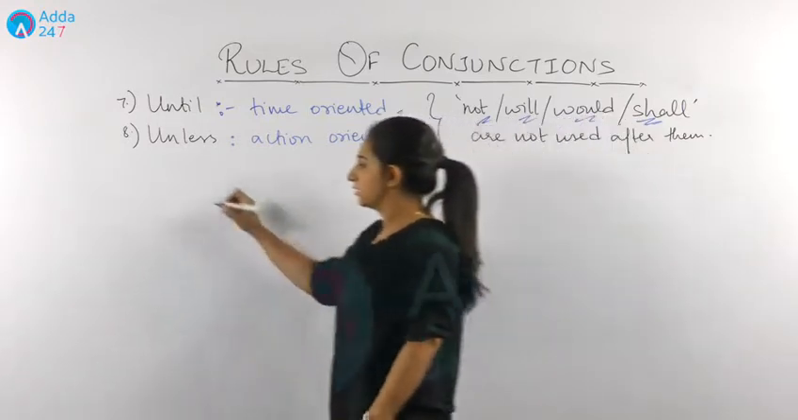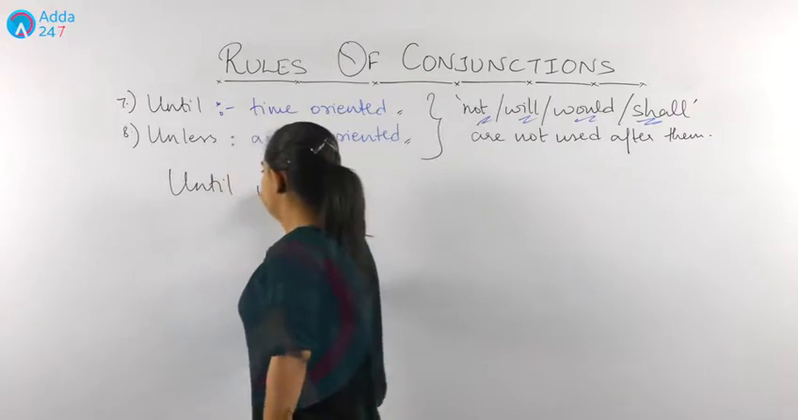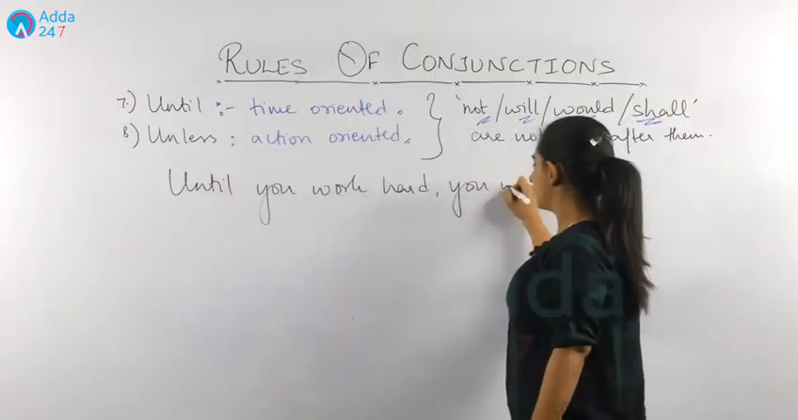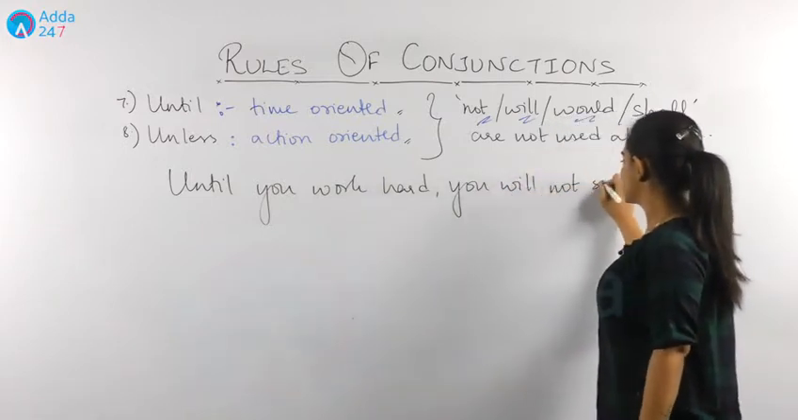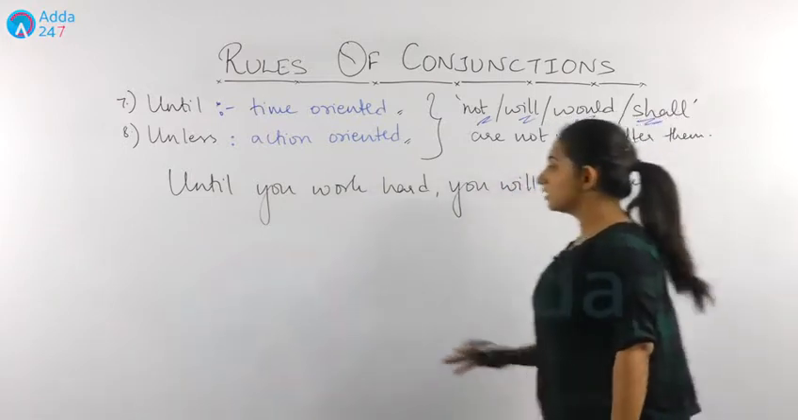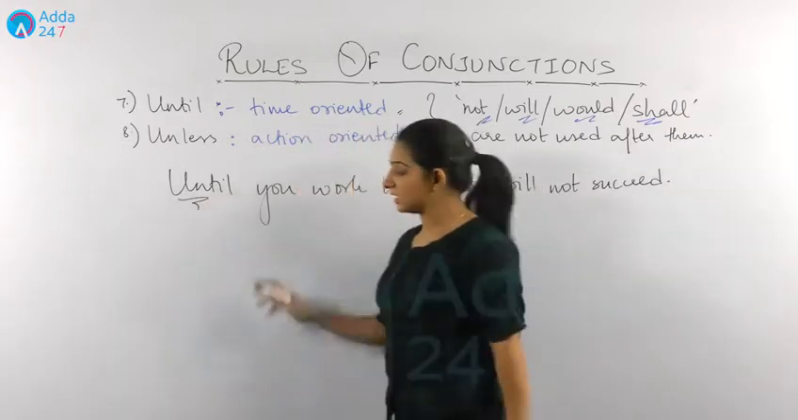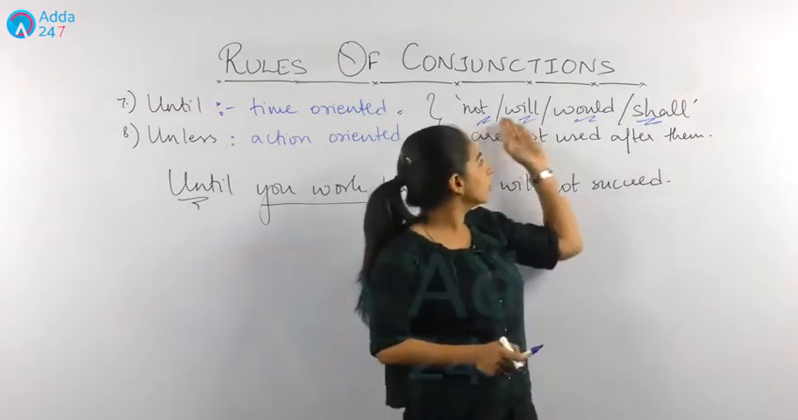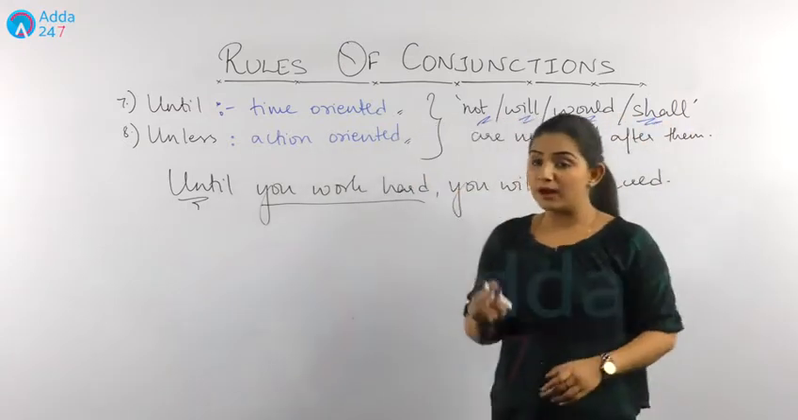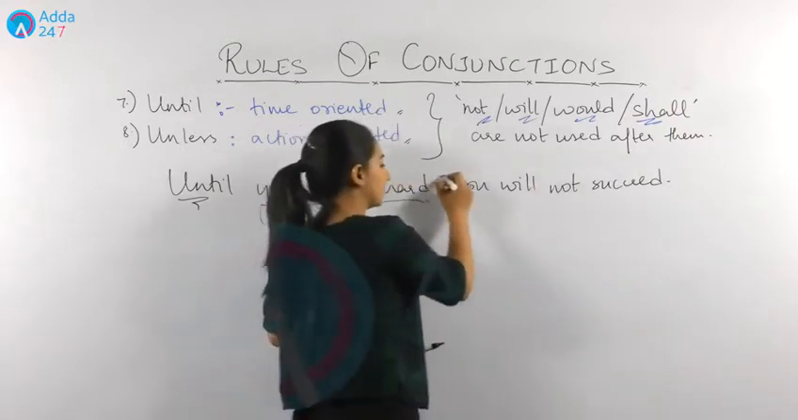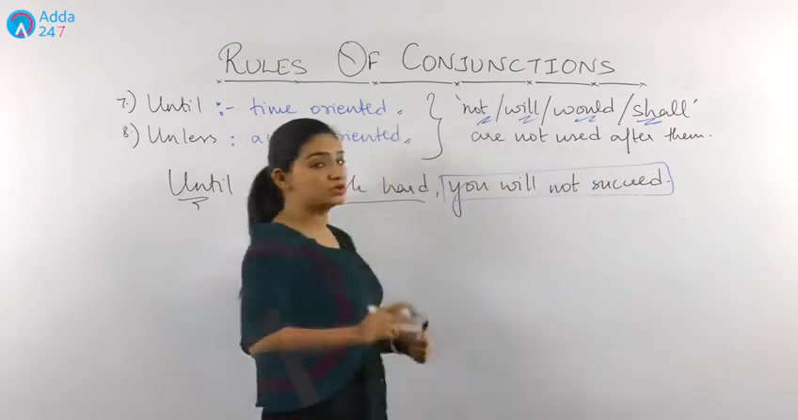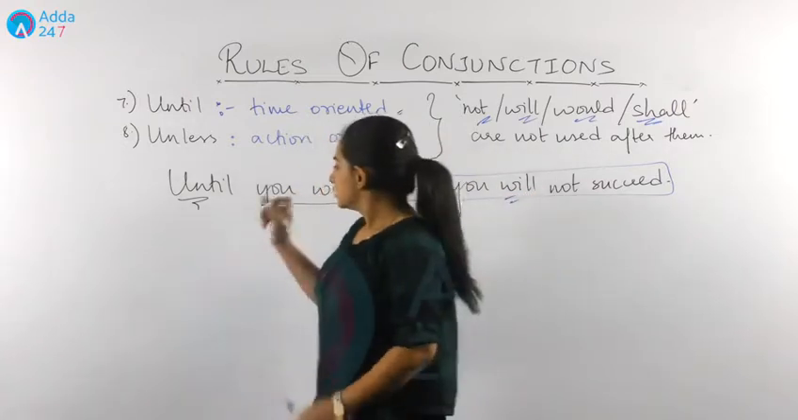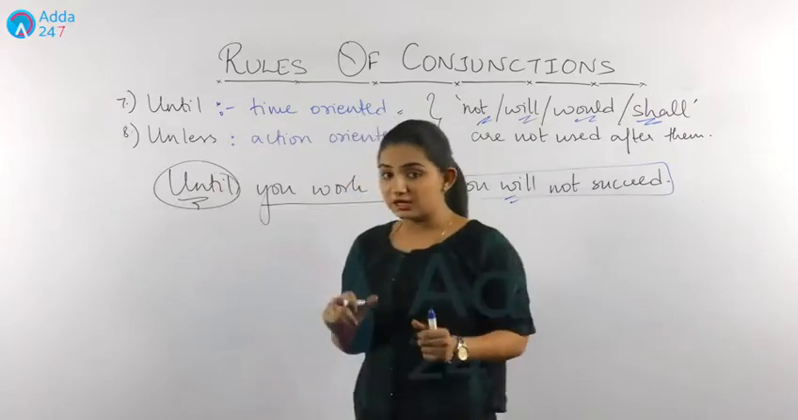If I say, until you work hard, you will not succeed. Now here you have seen until is used and the clause that follows it will never have what? Not, will, would or shall. But the clause following the other part of the sentence, you can have will, would, shall, not with it, right? So is this sentence correct if I place until here?